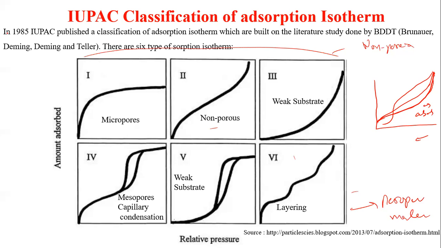Okay, so in 1985 IUPAC published a classification of adsorption based on the literature study done by BDDT, that is Brunner, Deming, Deming, and Teller. Following these six kinds of adsorption isotherms were established. The first isotherm is for micropores, and we can draw it between the amount of adsorbed gas versus relative pressure. This is the first form, then the second isotherm, third, fourth, fifth, and sixth isotherm.